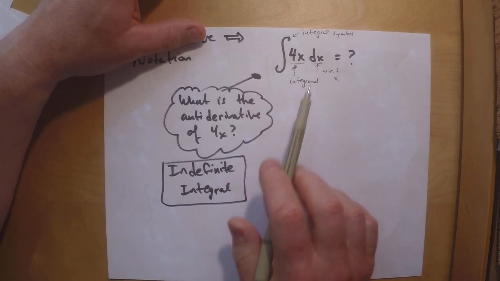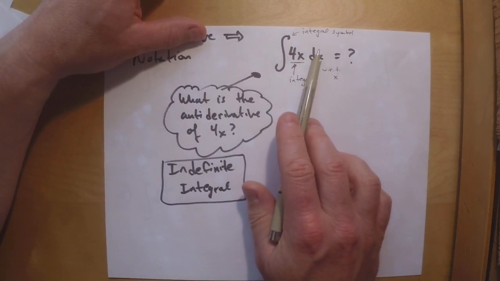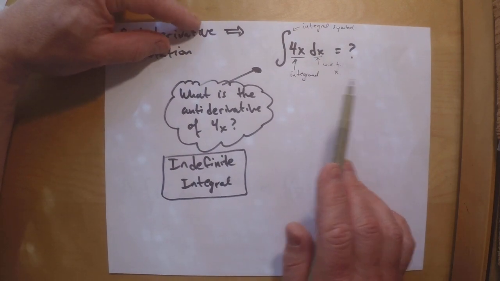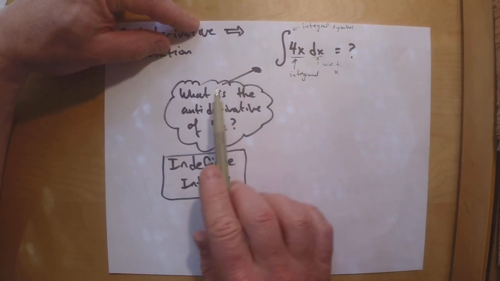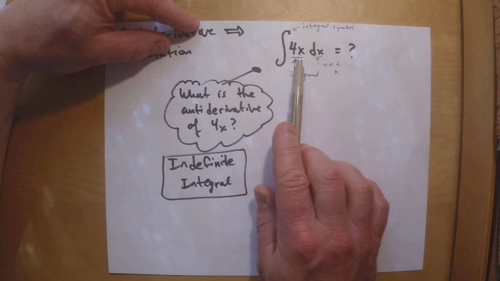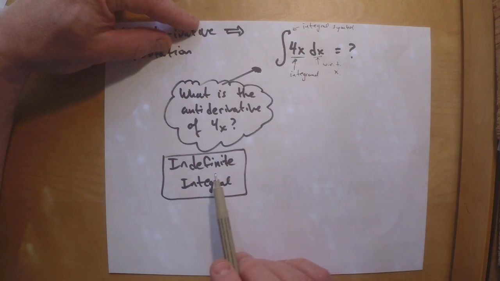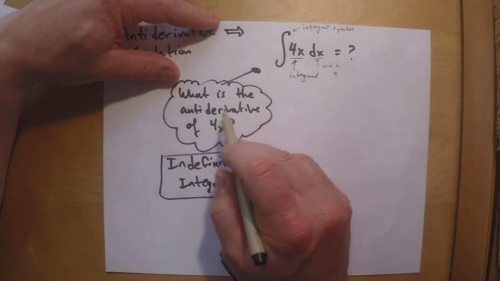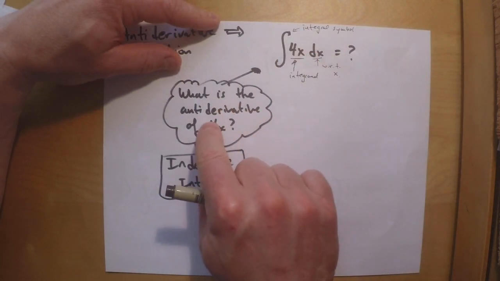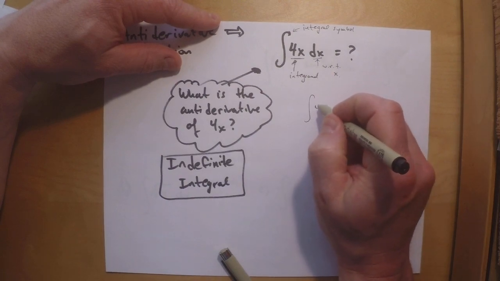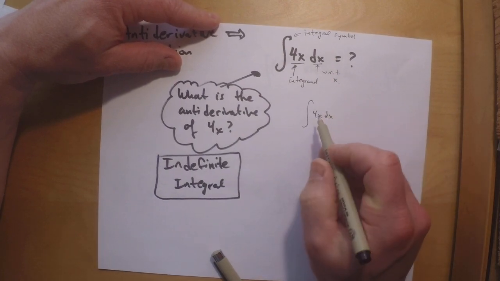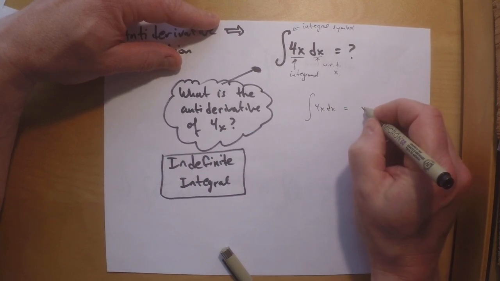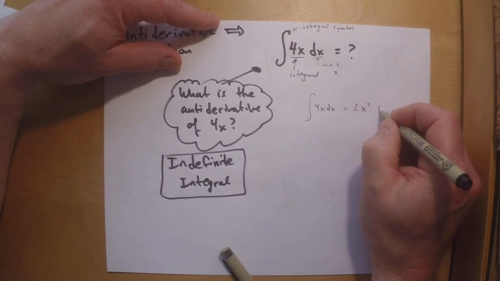Now we'll talk more in the next lesson about where this notation has come from. So this is basically saying what is the antiderivative of 4x, and it's called an indefinite integral. So you could rephrase this and just say the integral of 4x dx is equal to, what's the antiderivative? It must be an x squared with a 2 plus c.